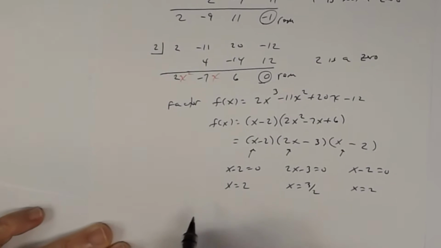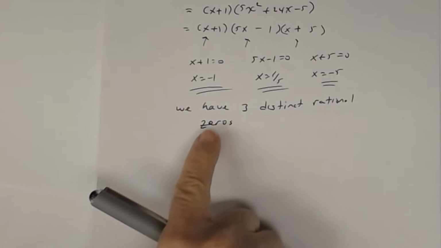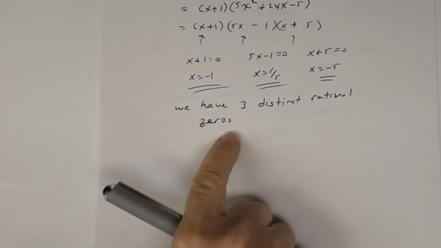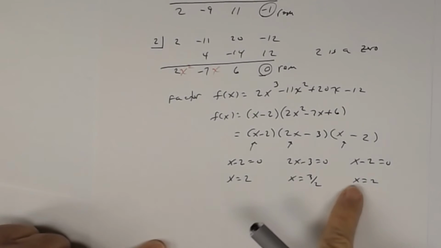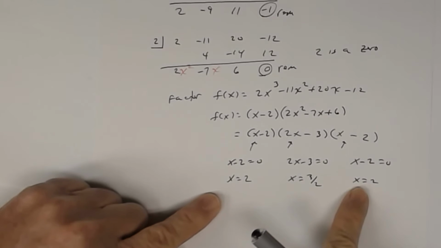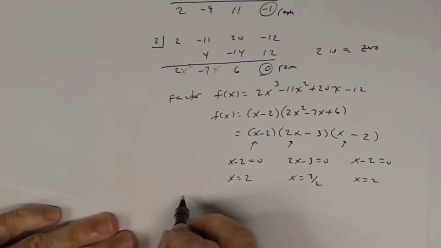So notice, remember in the previous example, in example 1, I said we have 3 distinct rational zeros, distinct meaning they're all different. Notice though, I have 3 zeros, right? But they're not all different. These are the same, so x equal 2 are the same. Okay, so I'm going to write it this way.